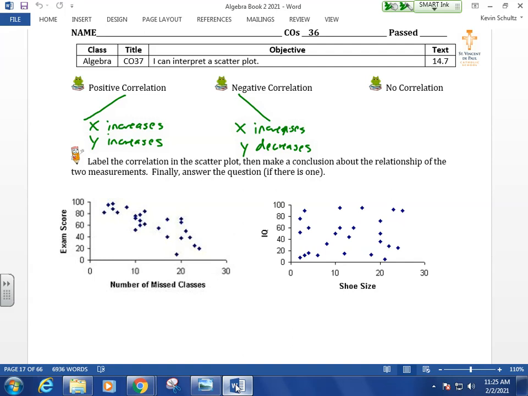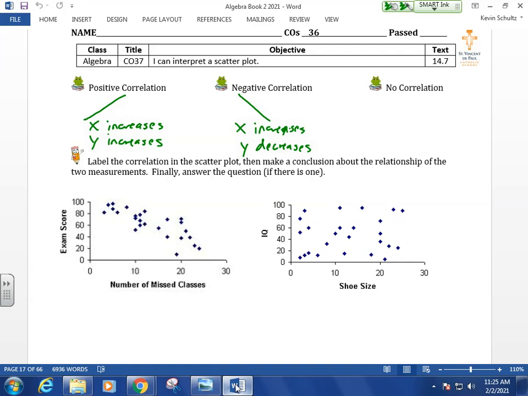So an example of a negative correlation might be temperature and hot chocolate sales, right? As temperature goes up, hot chocolate sales will typically go down. Can anyone else think of an example of a negative correlation? As one data goes up, it causes another one to go down.